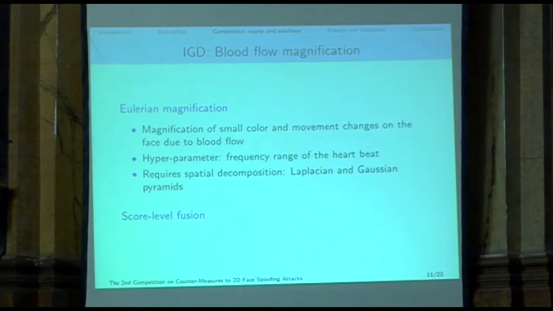The IGD team is using a computer vision technique for magnification of subtle changes which can happen in a video. In this case, they're using that to magnify the changes that may happen on the face of a real access. These changes happen because of blood flow and because of the pulsation of the cardiovascular system of humans. And they use this as a cue for liveness, for detecting real accesses.